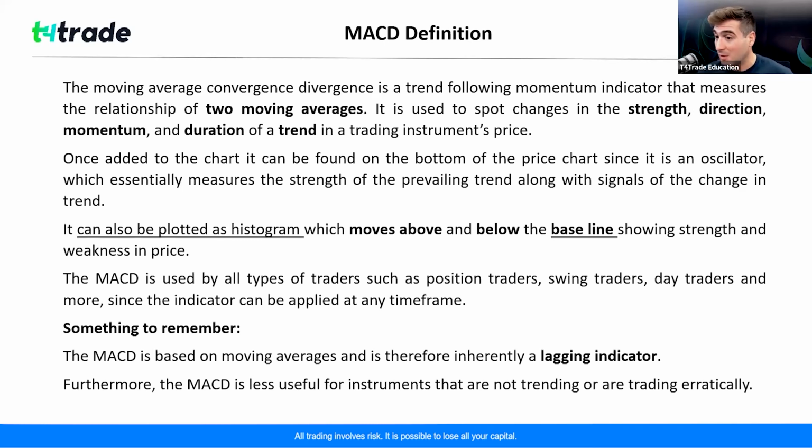Is it going to be an imminent switch in the direction of whatever instrument that might be, or will the trend continue? These are indications that you can draw conclusions from while paying attention to moving average convergence and divergence, okay? It can also be plotted as a histogram, which moves above and below the baseline. We will discuss what those terms are. In a sense, they show strength and weakness in price, okay?